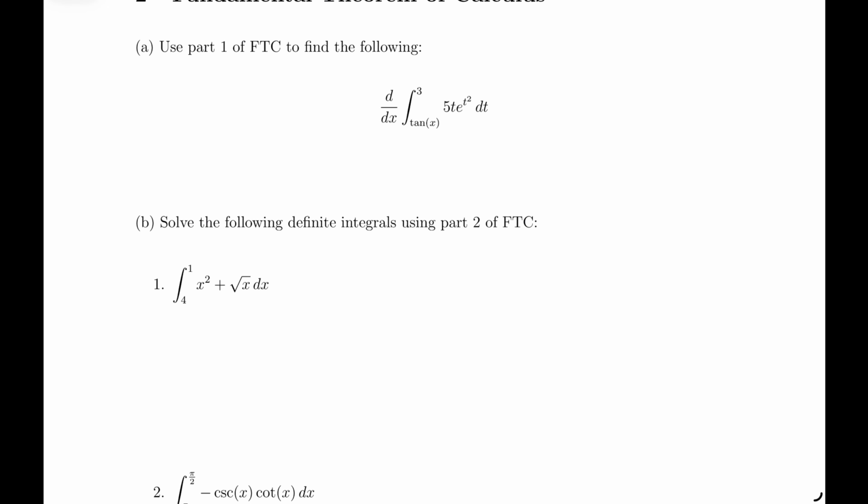But what I'm going to do first is rewrite this as negative d dx because we have the function as a bottom bound, and I'd like it to be the top bound. So from 3 to tangent of x, and then just rewriting 5t e to the t squared dt. Now we're going to plug in. We'll have negative 5. So instead of t, we need to plug in our tangent of x.